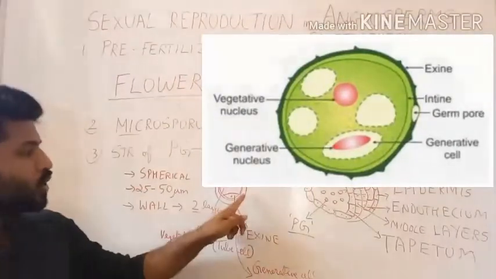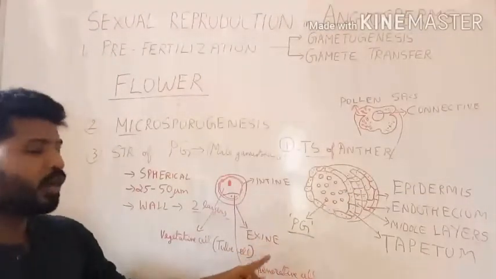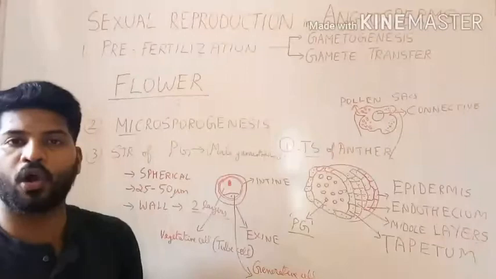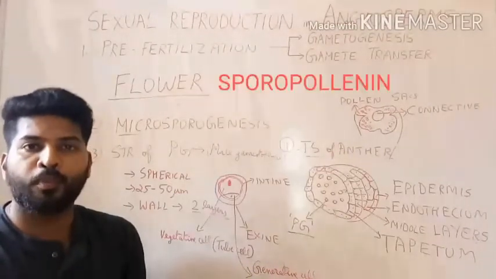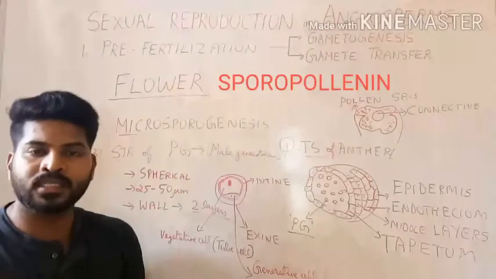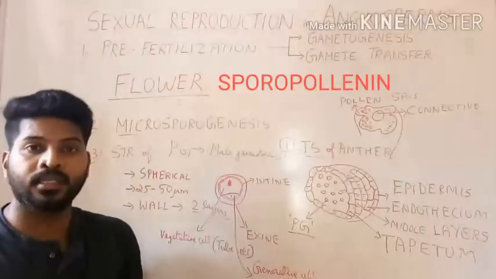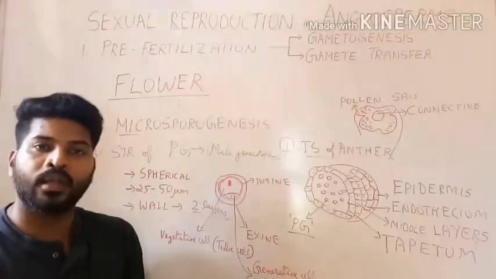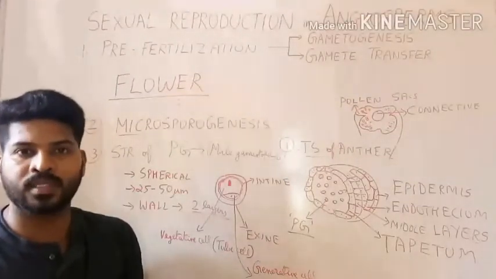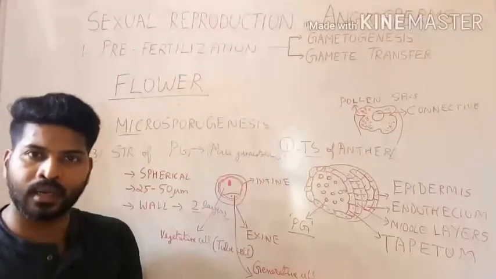The outermost layer, exine, is made up of a very tough substance called sporopollenin. This sporopollenin is one of the hardest substances known. It cannot be degraded by acids, bases or any of the known enzymes. It is very resistant to all the extreme environmental conditions.